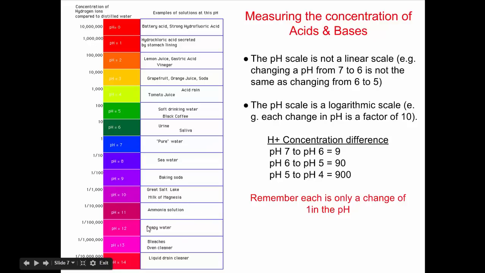Ammonia has a pH of 11. Soapy water has a pH of 12. Bleach, oven cleaner has a pH of 13. Liquid drain cleaner has a pH of 14.